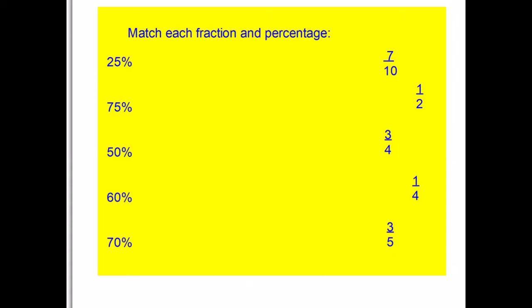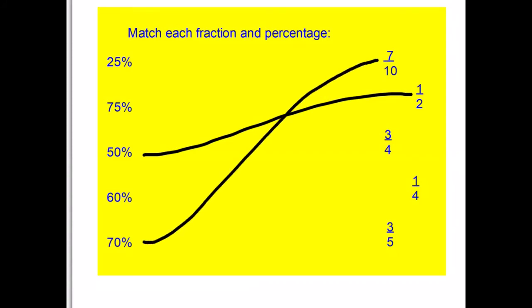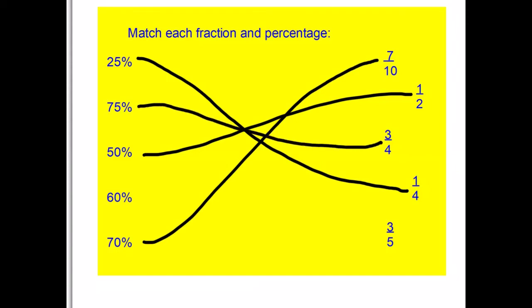Right, let's go through the answers now. We'll begin with the easy ones. 50% is just simply 1/2. 70%, 7 tenths. My 25% is 1/4. 3 of those, 3 25s, so 3/4 for 75%. My last one, 60%, is 3/5.